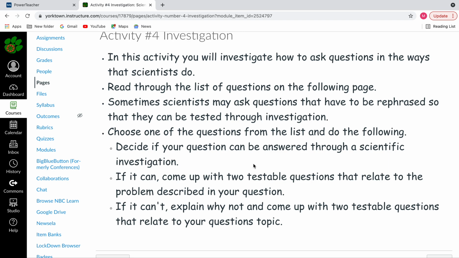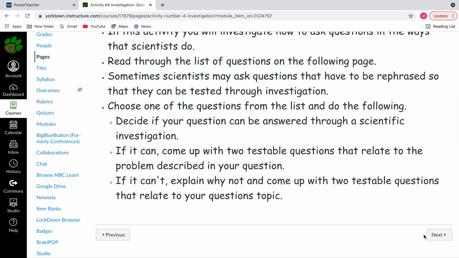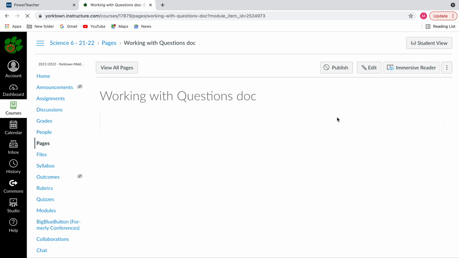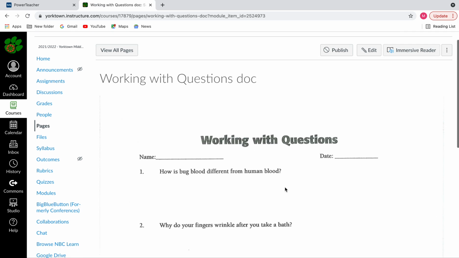So first, you're going to choose one of the questions from the list. You're going to decide if that question can be answered through a scientific investigation. If it can, you're going to come up with 2 testable questions that relate to the problem described in your question. If it can't, you're going to explain why not, and then you're going to come up with 2 testable questions that relate to your question's topic. Now I'm going to move on to the next page and show you the list of questions. So here's the list of questions right here.